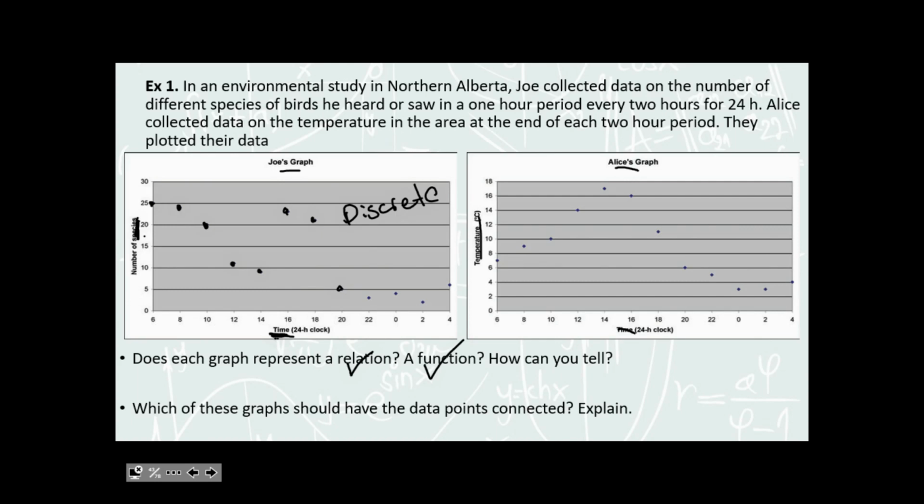Let's check Alice's graph. So hers is time. Well, I can break time down into smaller and smaller sections. What about temperature? Could I have half of a degree? Yeah, I can have half of a degree. So technically, Alice could join all the points on her graph because this is continuous.